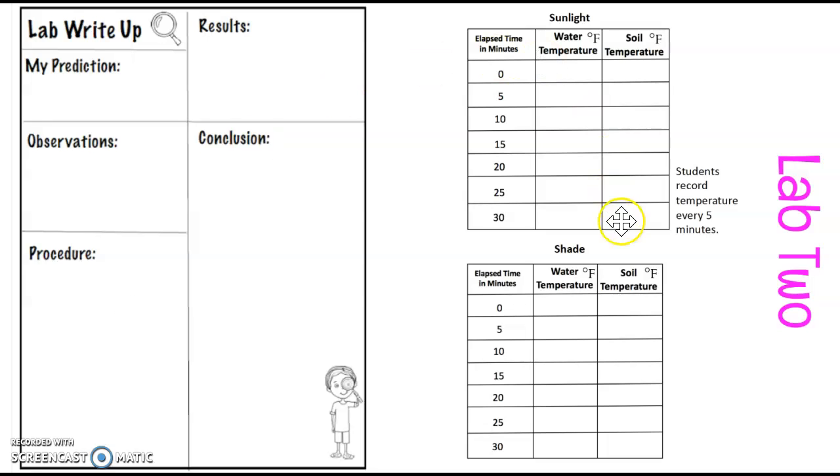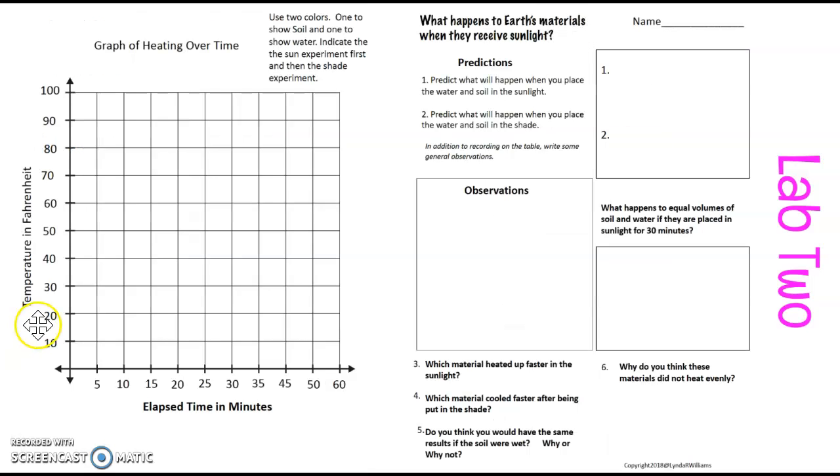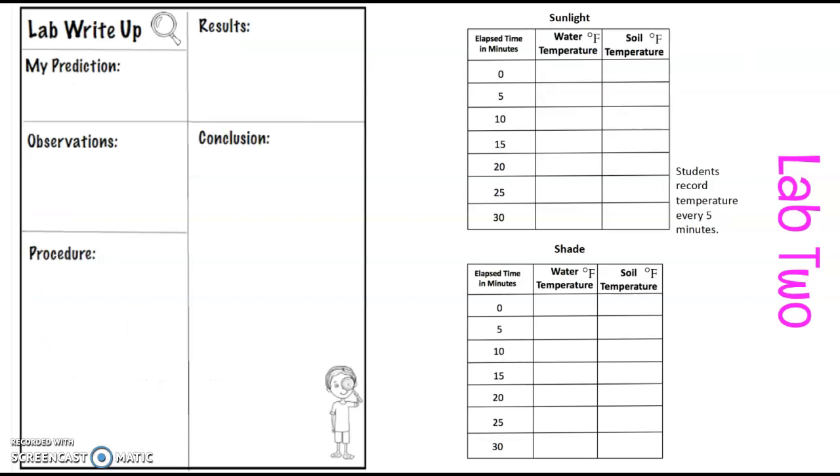Also part of this lab are these graphs here. So you need to fill out the sunlight and the shade graphs, and also you need to graph the heating over time. Okay. You do not need to do the what happens part, because that will be what we do on Tuesday in science. So today, the only thing you're doing is doing the lab, writing it up, and doing the graphs. And that's what Thursday science is.